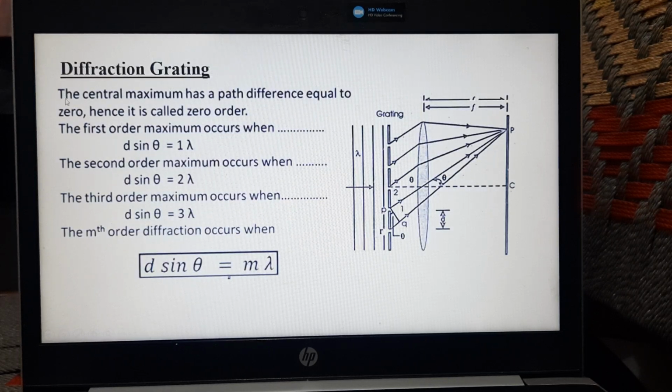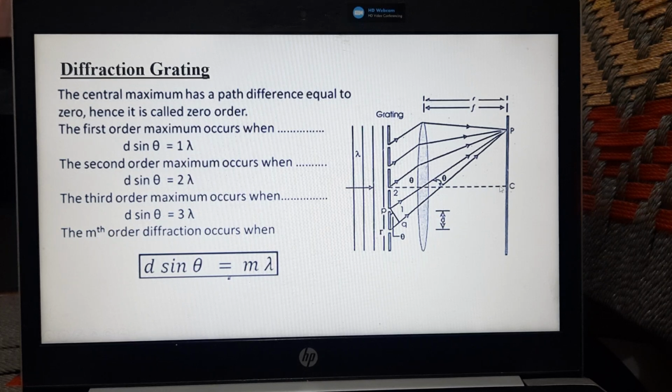So for the central maximum, m is equal to 0. This is the 0 order. The first bright spot will be the first order, then the second order, and then the third order. Bright spots are also known as maxima because maximum intensity is obtained here due to constructive interference. And the dark spots are known as minima because minimum intensity is obtained due to destructive interference.